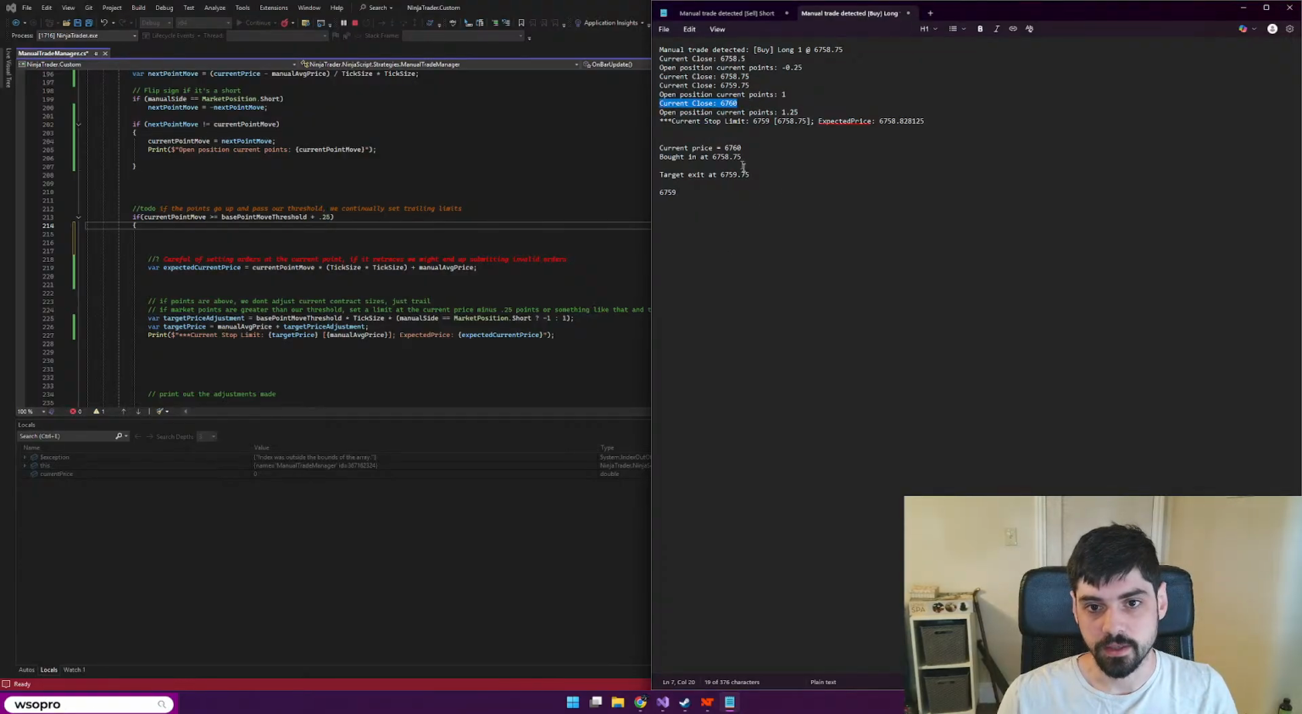So let's say the current close is 6760, right? And at that point, we're 1.25 points up. And we bought in at 6758.75. Right, so we want to go up because this is a long.